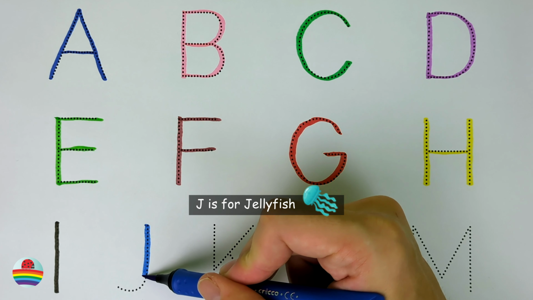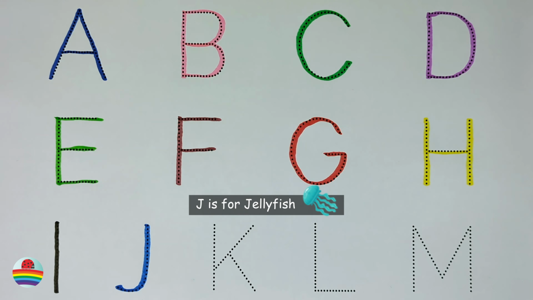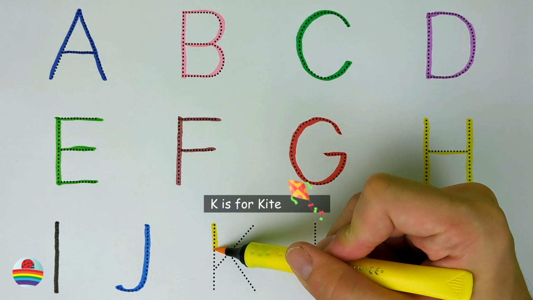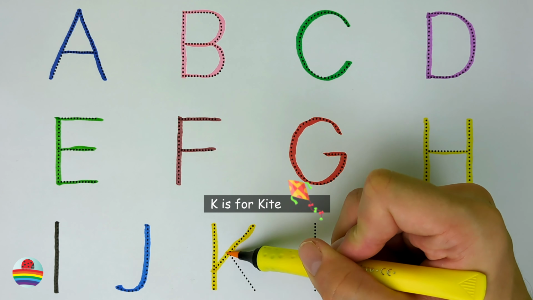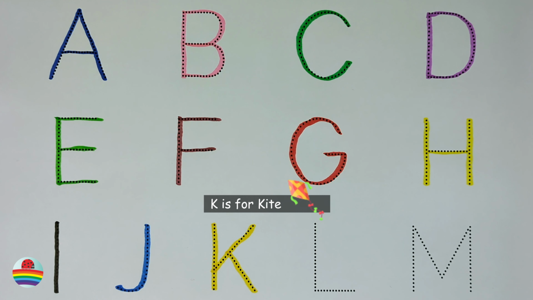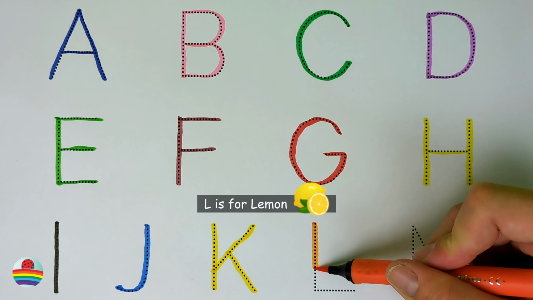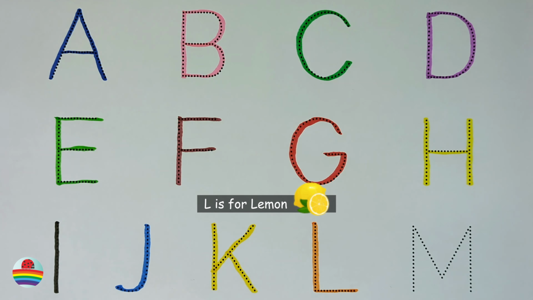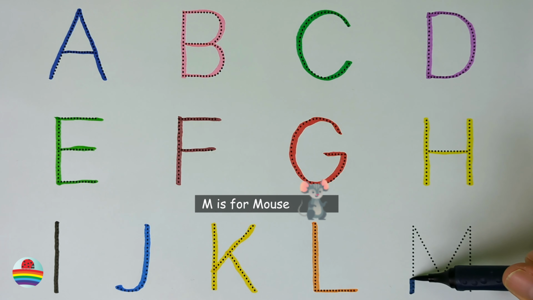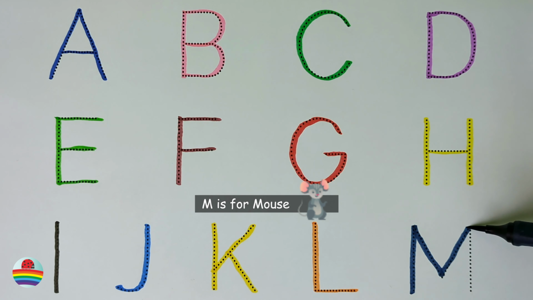J. J is for jellyfish. J. K. K is for kite. K. L. L is for lemon. L. M. M is for mouse. M.